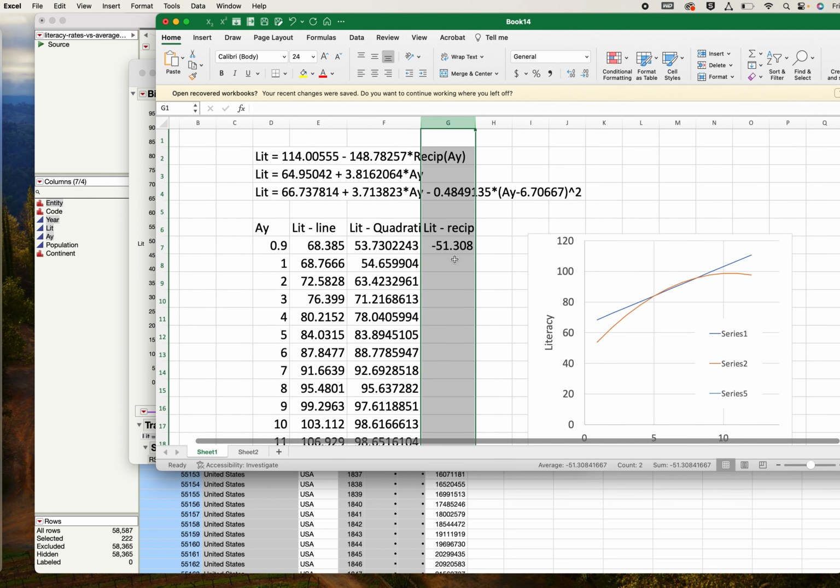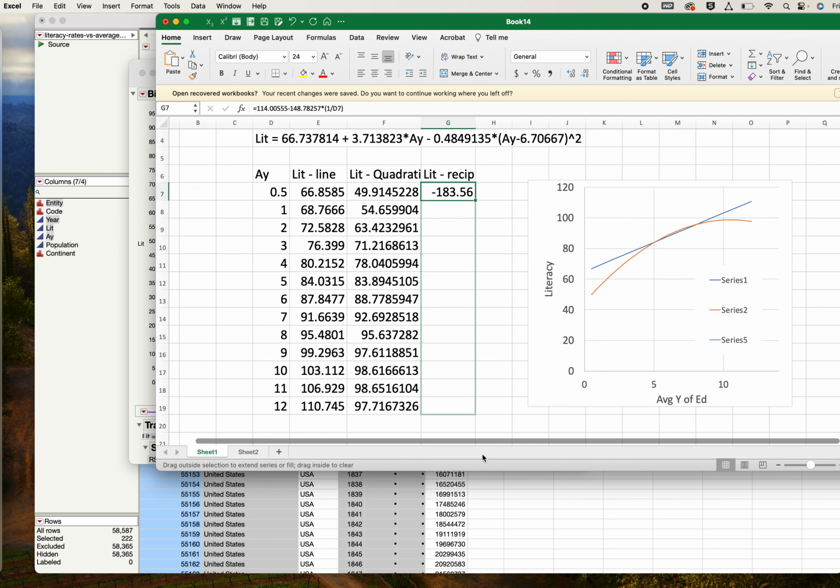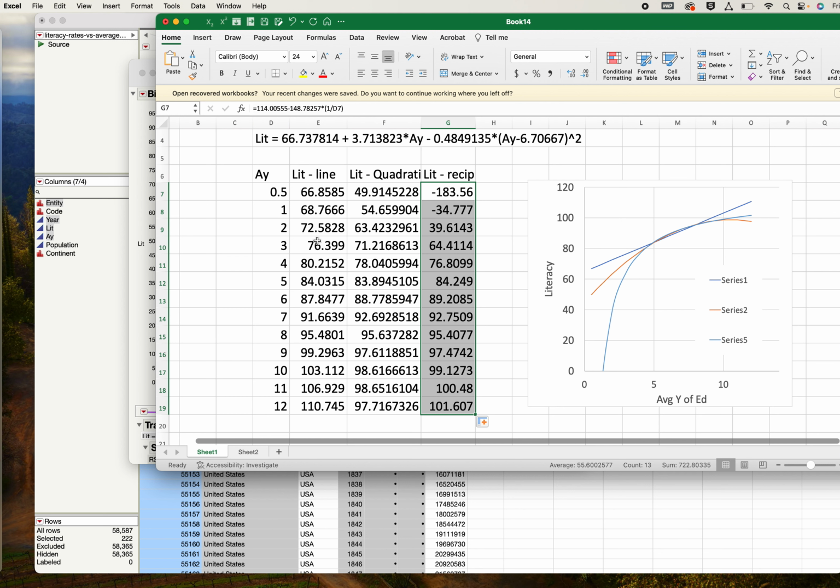Let's push this up to a larger value. So let's go ahead and fill down. I've changed the 0. Let's make it a half a year. We're at minus 183. Well, that doesn't make a lot of sense. But if we get up to higher levels of education, we might be able to do a better job of fitting the curve.